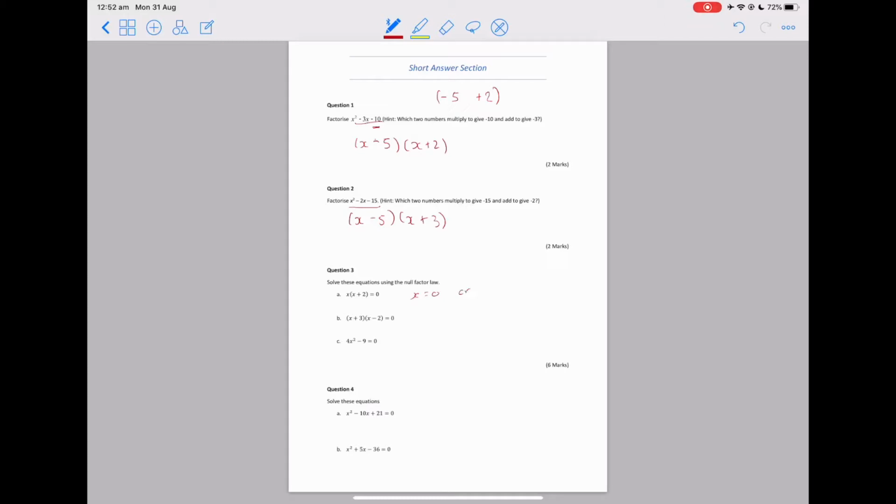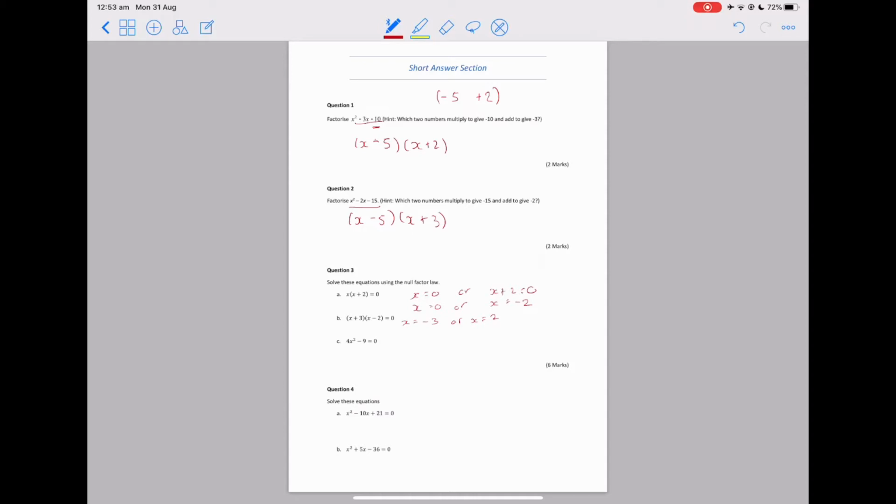In this case, x is going to equal 0, or alternatively, you're going to have x + 2 equal to 0, which implies that x equals -2. So your solution is x = 0 or x = -2. For part B, you equate each of these factors to 0 and solve for x. So x is equal to -3, or x is equal to 2. I didn't really show any working out there because I'm scared that I don't have enough space.